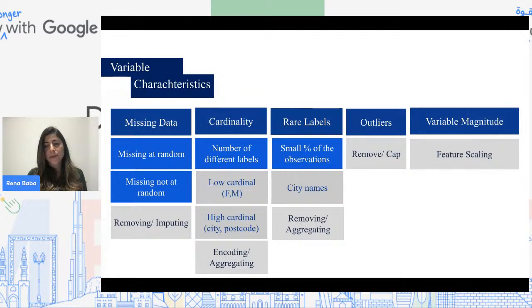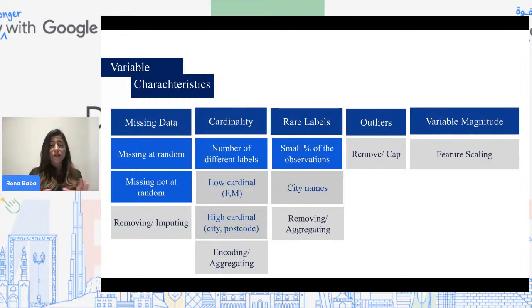Then finally, you have variable magnitude, and this is really important because that also impacts the performance of the machine learning algorithm. It's really important here to do some feature scaling, because features or variables with high magnitude will tend to dominate other variables. So it's really important to do some scaling. So that's it in a nutshell.